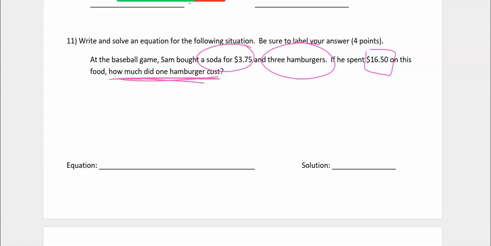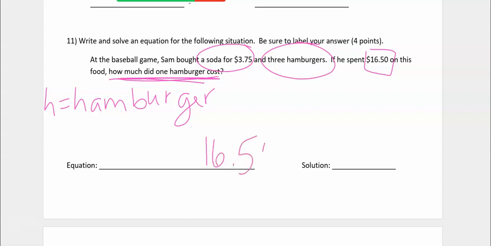That last sentence, that question, shows you your variable. H is the cost of a hamburger. So we want to figure that out. We're going to use H when we write our equation. So on one side, I put the total, which I know he spent $16.50 exactly. This is not an inequality, and it tells you it's an equation.